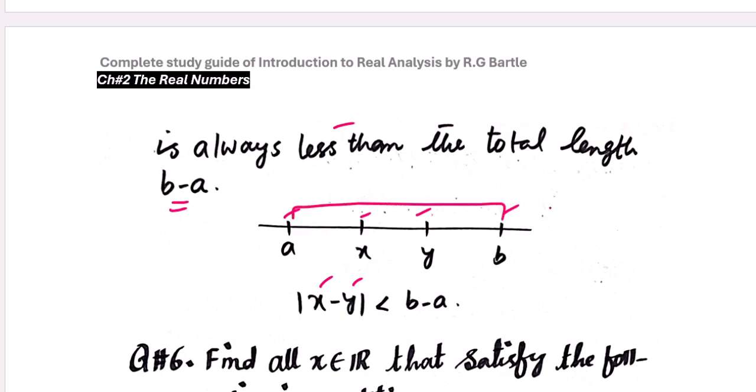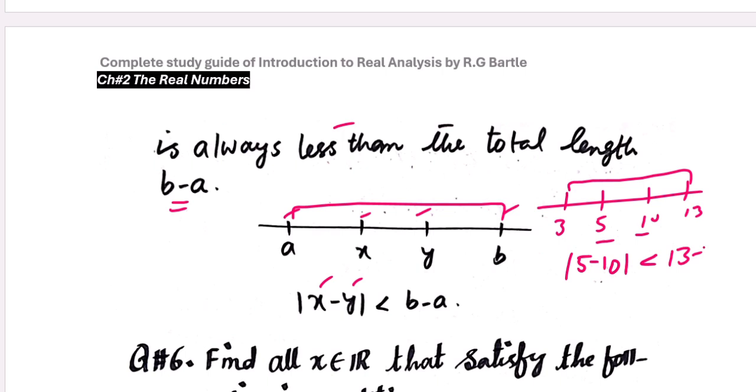For example, if you take A equal to 3, my X equal to 5, my Y equal to 10, and my B, suppose, 13. Now the absolute difference of the second and third number, that is X minus Y, 5 minus 10, will always be less than or equal to the total length of this interval, that is 13 minus 3. 5 minus 10 is minus 5, and the absolute value of minus 5 is 5. And 13 minus 3 is 10. So you can notice that the difference between any two numbers that lie in this interval is always less than the difference of the total length.